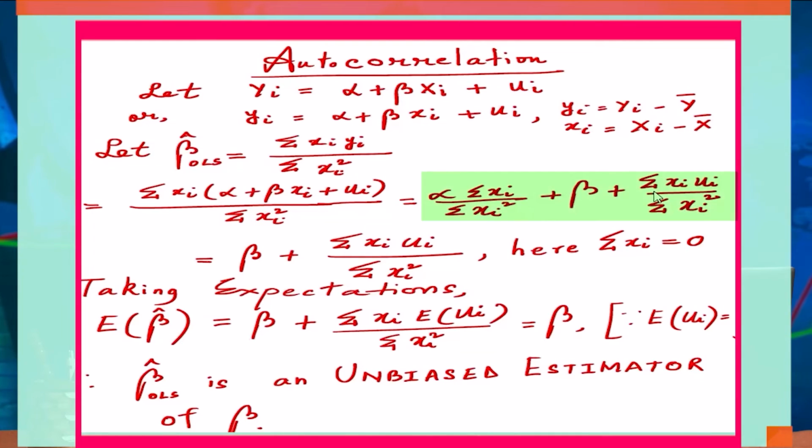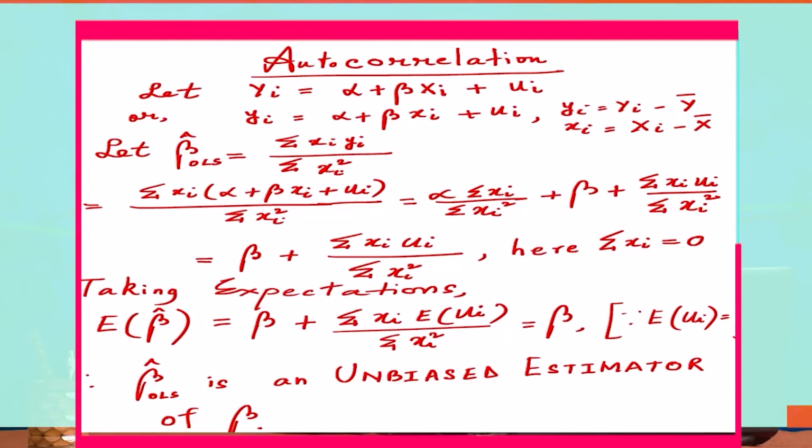And the last one is about the correlation between the xi and ui as far as the assumption is concerned. As we all know, xi is non-stochastic because there is no relation with the error term. So after taking the expectations, we observe that expectation of beta hat equals beta, and thereby beta hat is an unbiased estimator of beta, just like a normal OLS estimator.